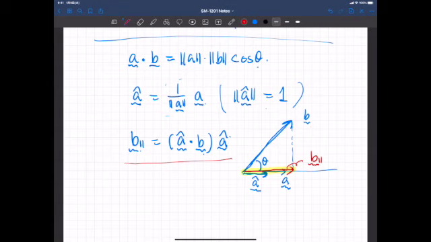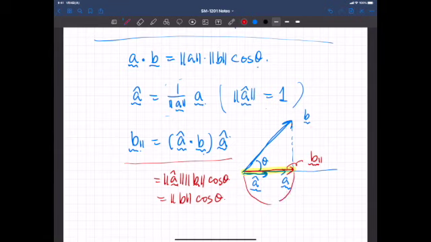As you have seen before, this dot product is actually the product of moduli times cosine. But a hat is a unit vector, so this is B modulus times cosine theta. So the length of this projection is equal to this.